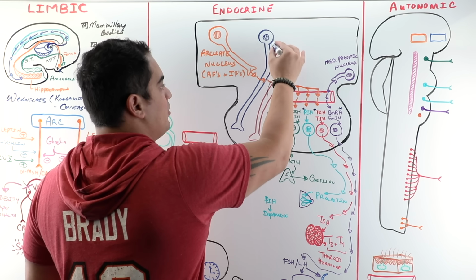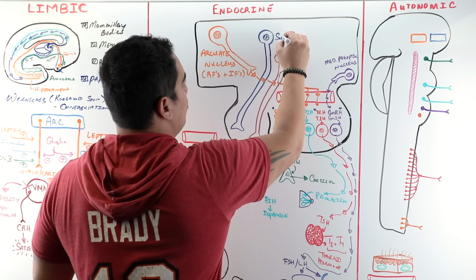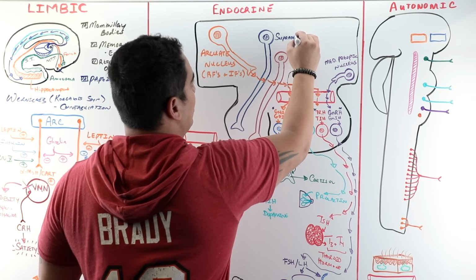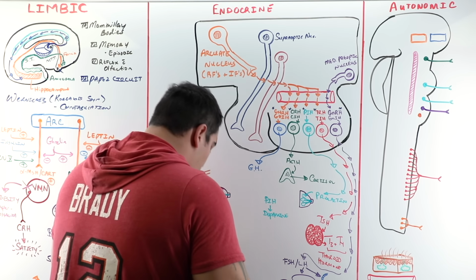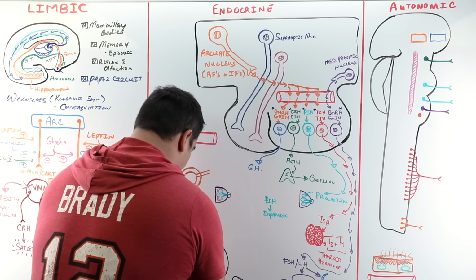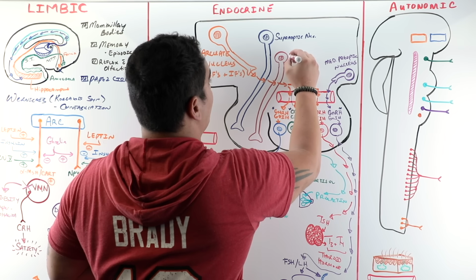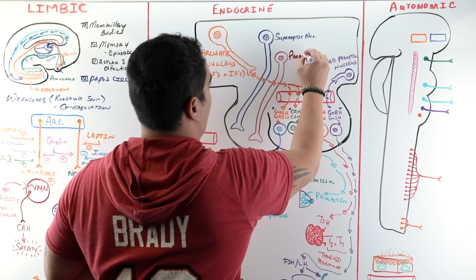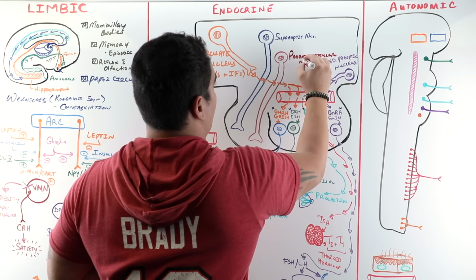Now let's talk about these other two nuclei that have endocrine functions. This one here, this blue one, is called the supraoptic nucleus. And then this maroon colored one here is called the paraventricular nucleus.